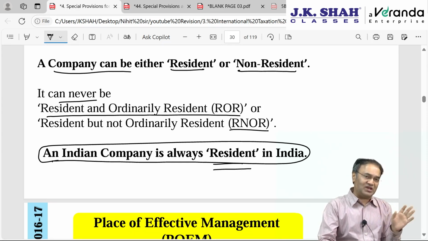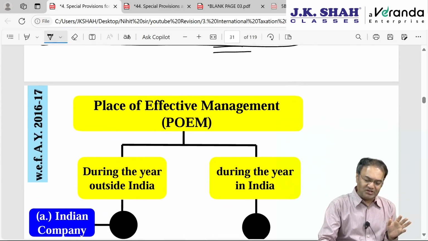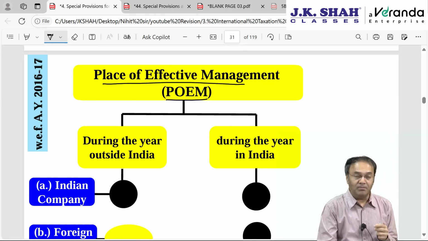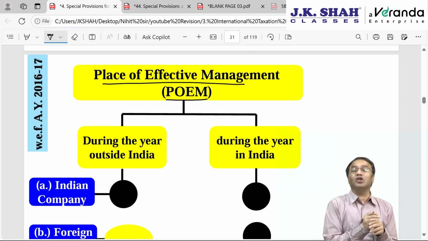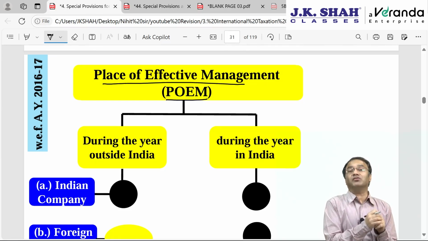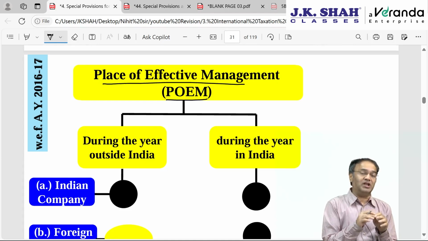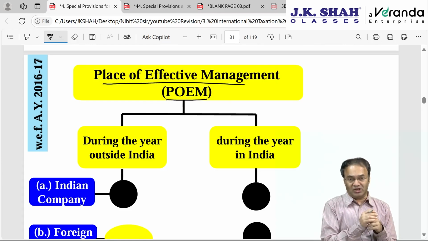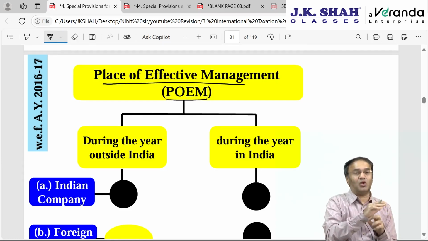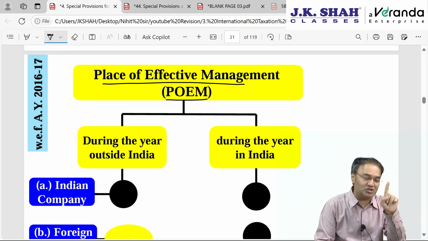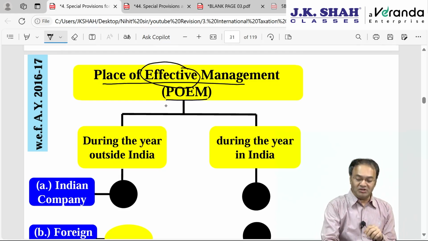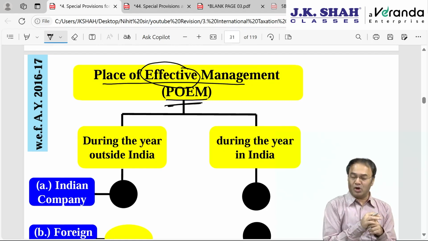Indian company is always resident in India. Now AY 16-17 onwards, we have to discuss the concept of place of effective management. Place of effective management is different from the concept which we applied for HUF, partnership firm and LLP. For HUF, partnership firm, LLP and AOP, the concept was place of control and management. Place of management is different, and place of effective management is different. Here there is one extra word, effective, abbreviated as POEM. Some people pronounce it as poem also.